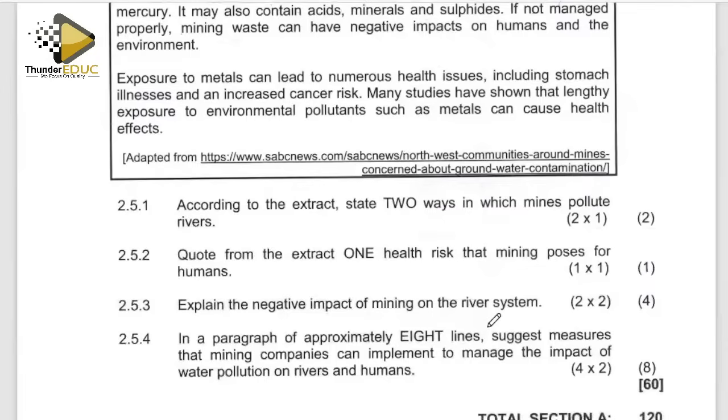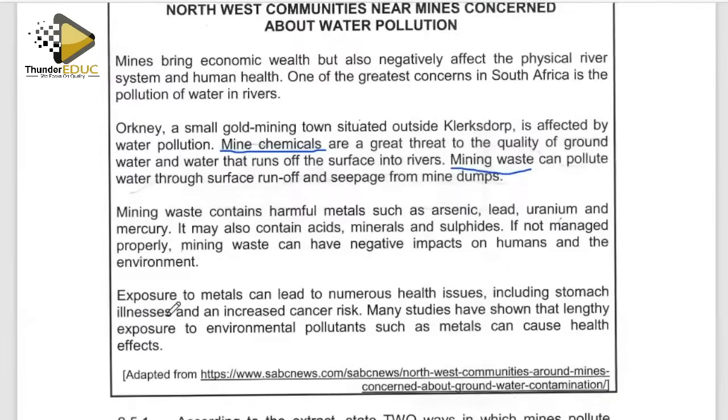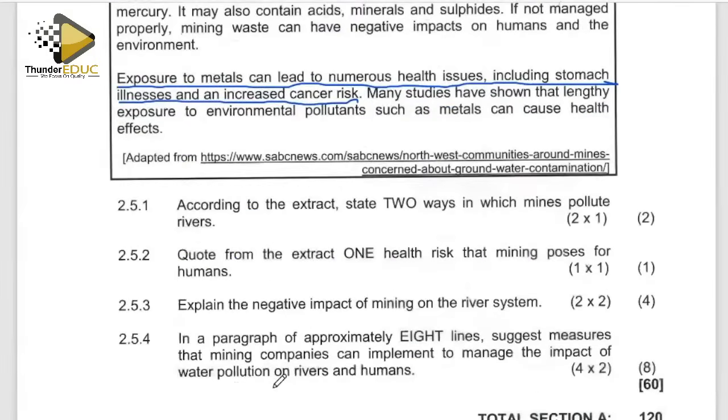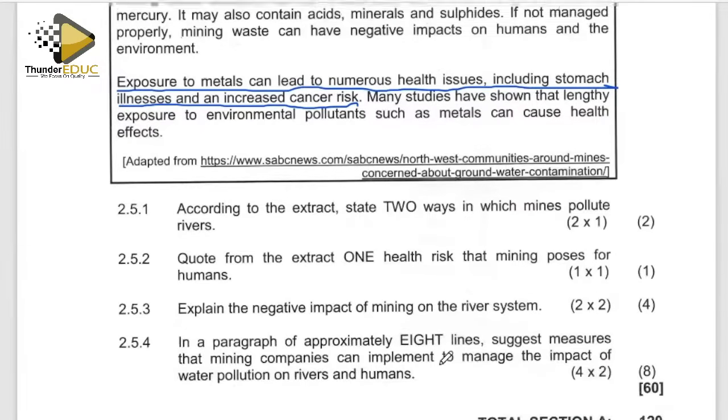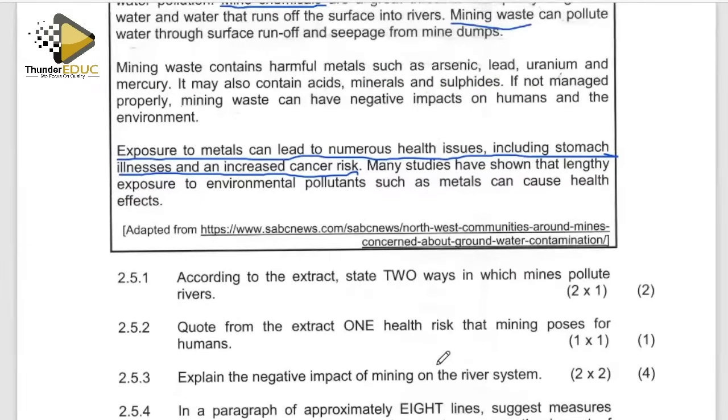Quote from the extract one health risk that mining poses for humans. It says here, exposure to metals can lead to numerous health issues, including stomach illnesses and an increased cancer risk. So that is how mining poses health risks. Exposure to the metals from polluted water can lead to numerous health issues, and those health issues include stomach illnesses and an increased cancer risk.